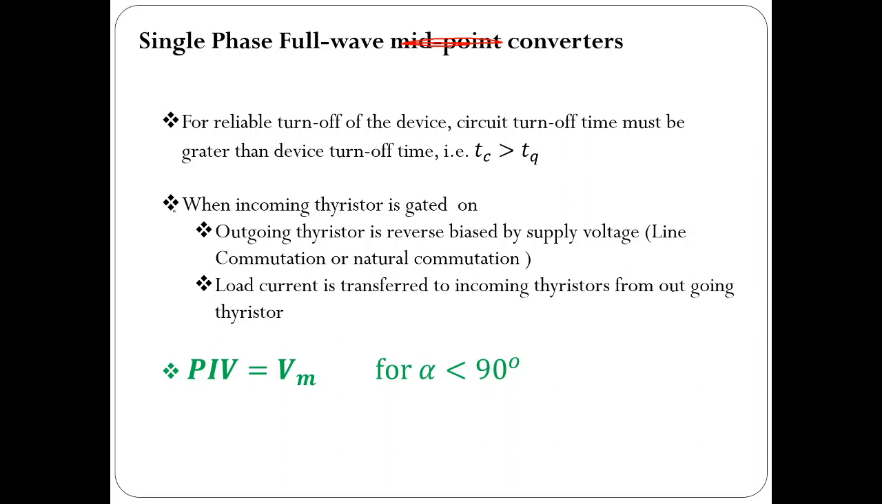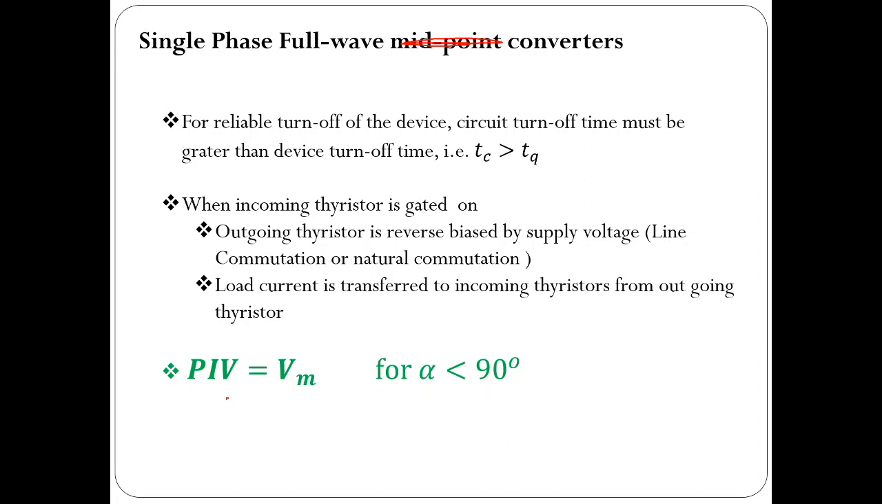One of the major advantages of the full wave bridge converter is that peak inverse voltage equal to Vm, that is same as supply voltage. So the voltage rating of the device is reduced by 50%. Previously for midpoint converter it is 2 Vm. Now for bridge converter, each thyristor's peak inverse voltage rating is reduced by 50%. It is equal to Vm. This is one of the important advantages, even though you require 4 thyristors, whereas in case of midpoint converter you require only 2 thyristors. So still it is advantageous because the size and cost would be reduced.